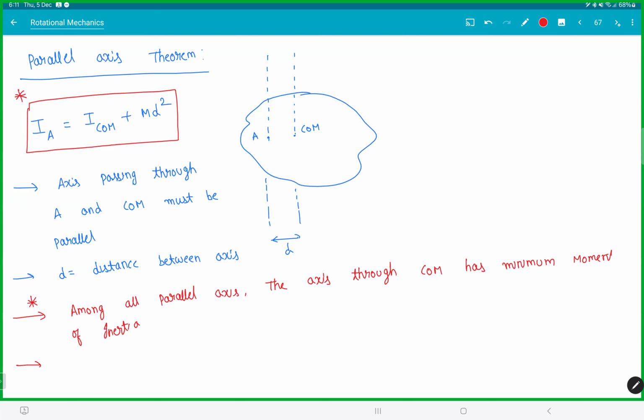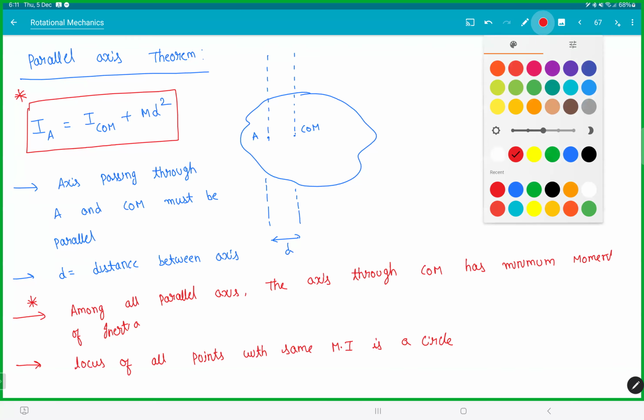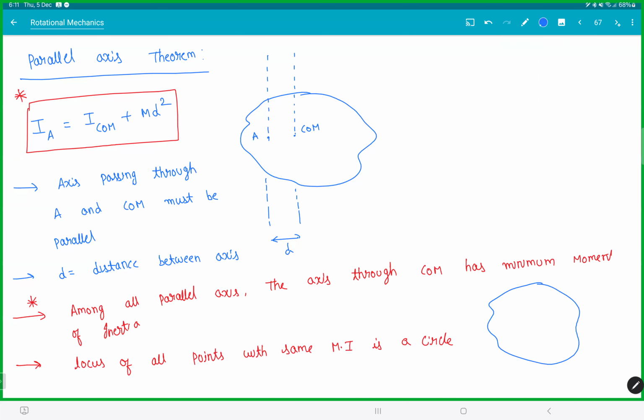Next one, the locus of all the points with same moment of inertia is a circle. Think about it. If you take a body and look at the statement there, this is the center of mass, so moment of inertia about an axis is ICOM plus MD square. You didn't tell me which way. That means as long as I draw a circle with distance d, every point on this circle will have same moment of inertia, isn't it?